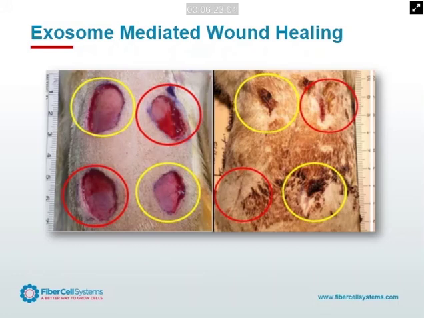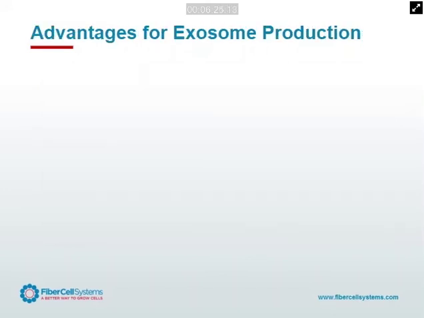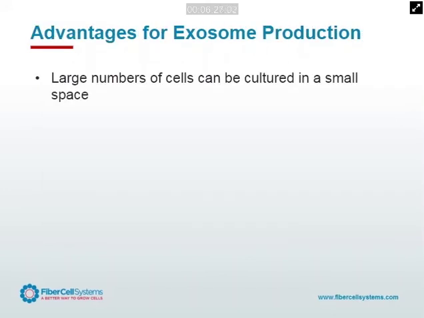And I've given out a lot of samples of it to some of my female friends, and they swear by it. They think it's great stuff. So the advantages in hollow fiber for exosome production is that a large number of cells can be cultured in a small space.